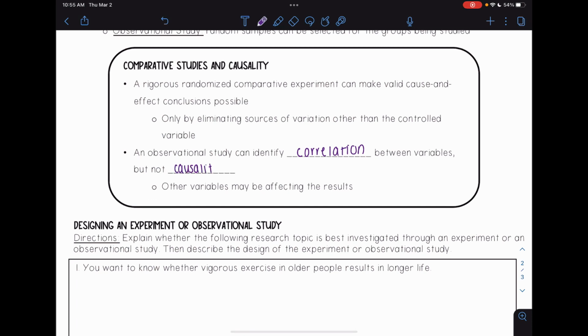And the reason why we can't say there is that cause and effect relationship with an observational study is because the other variables may be affecting the results. We don't have the two groups where they're under identical conditions with only one variable being different like we have with experiments. So that's why with an observational study, we can only say there's a correlation between the variables.